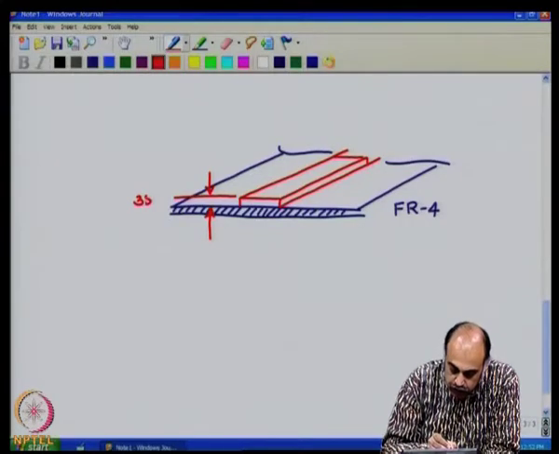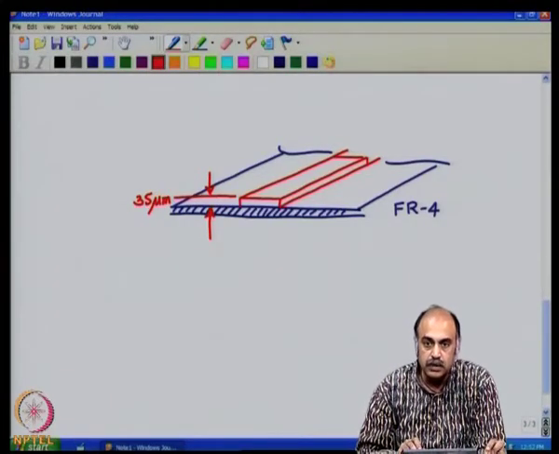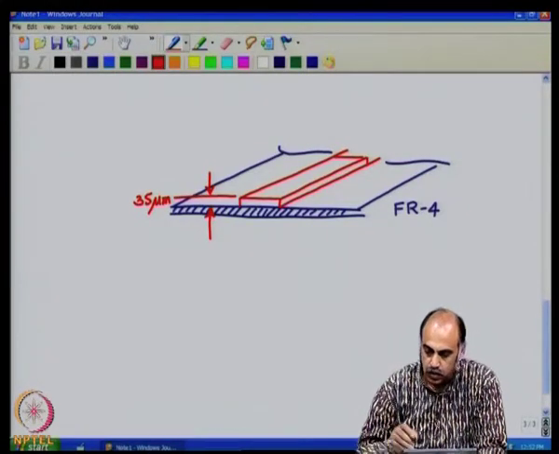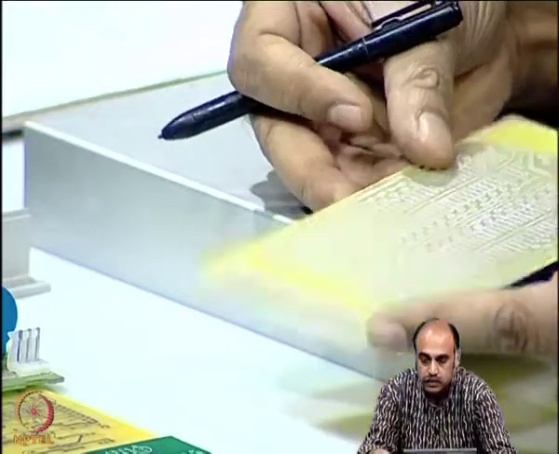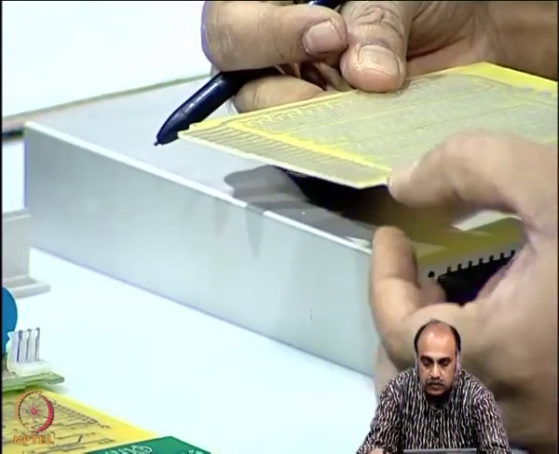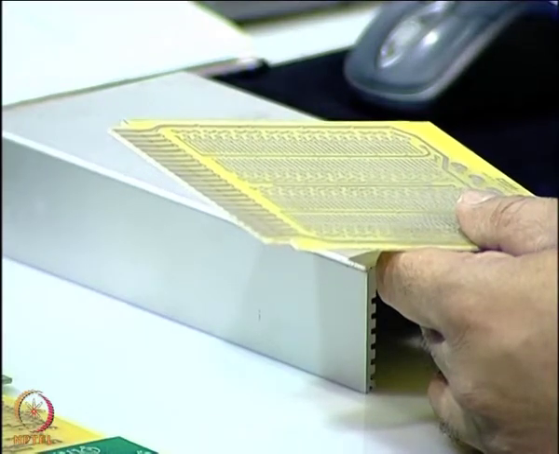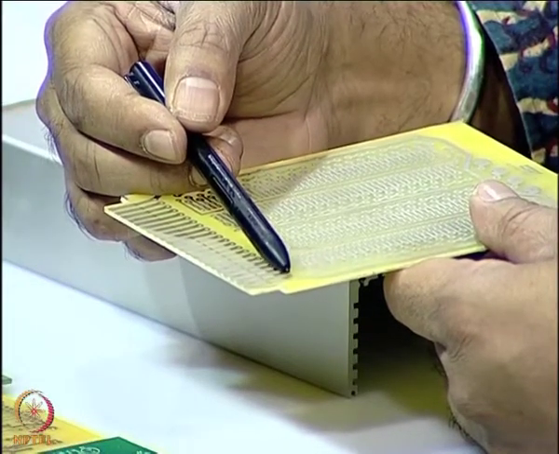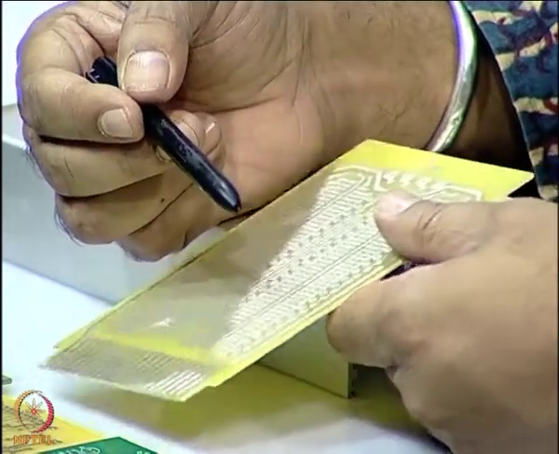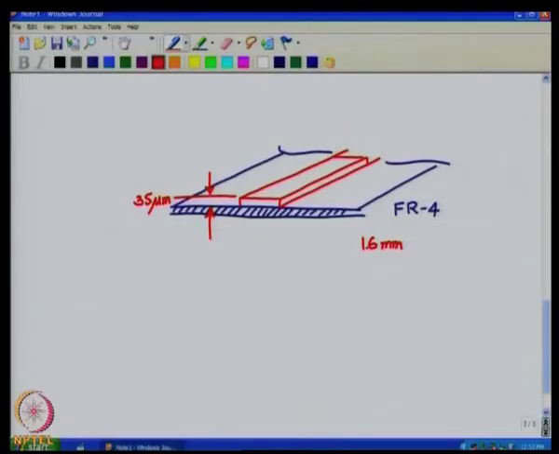Now, this would be 35 micron or 35 micrometer, which is the most common copper laminate thickness that you would use. All these boards here, the thickness of the copper that you see would be 35 micron. If you see the thickness of this dielectric, that would be around 1.6 mm, and on that dielectric you have this copper which is 35 micron. You will get 70 micron also, you will also get 120 micron. However, the 35 micron laminate is the one which is usually used.